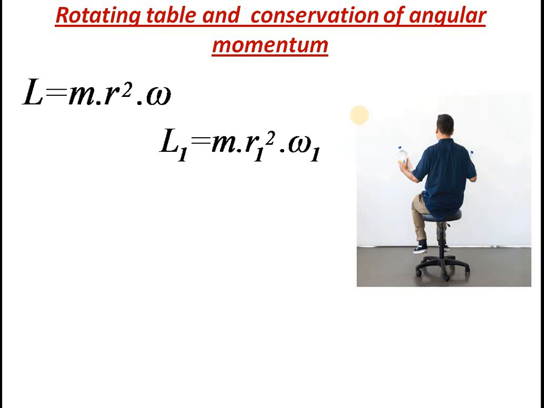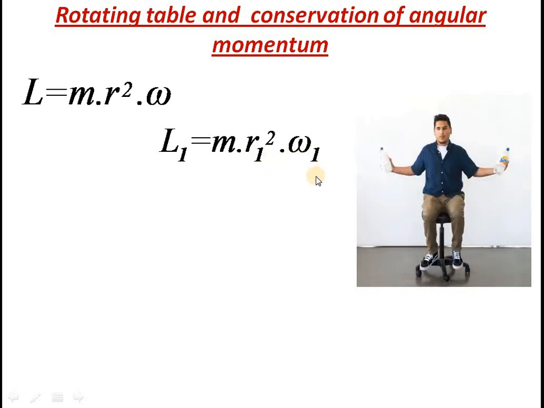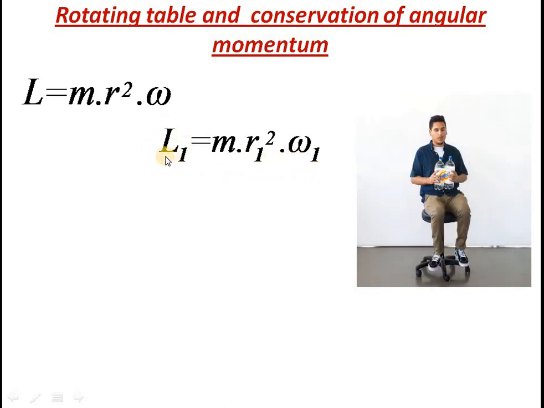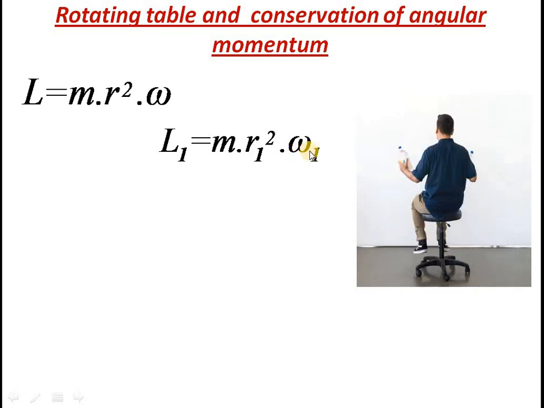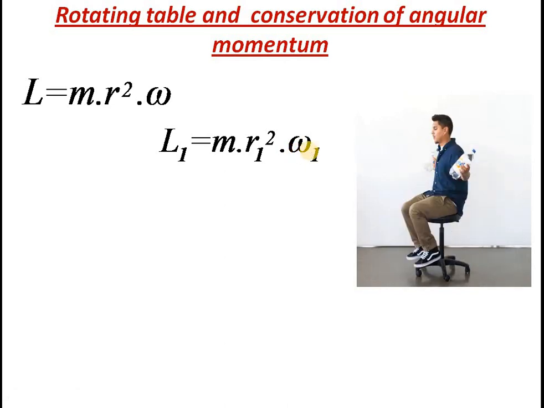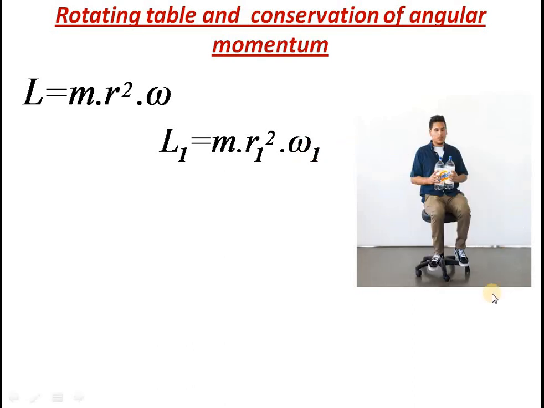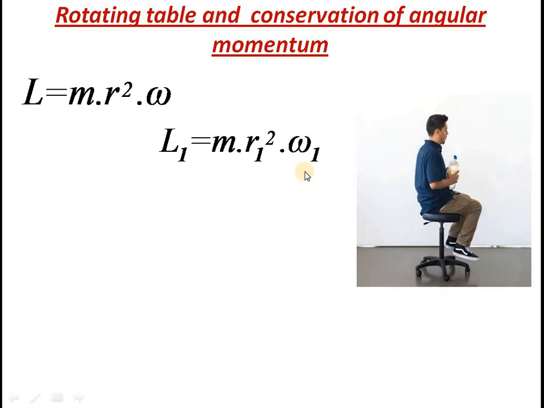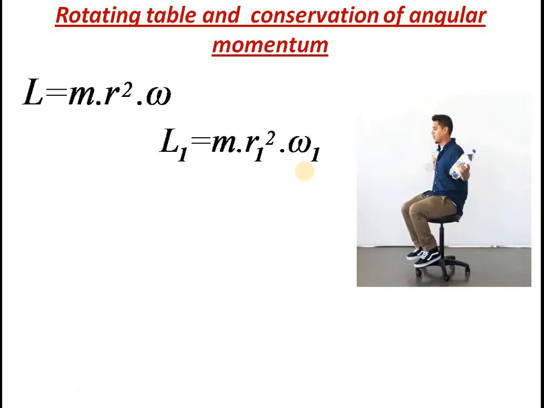So whenever he extends his arms, what happens? r will increase. So in order to keep L constant, omega should decrease. And similarly, whenever he brings the arms closer, r will decrease. Then automatically omega will increase. So that angular momentum L is always kept constant.